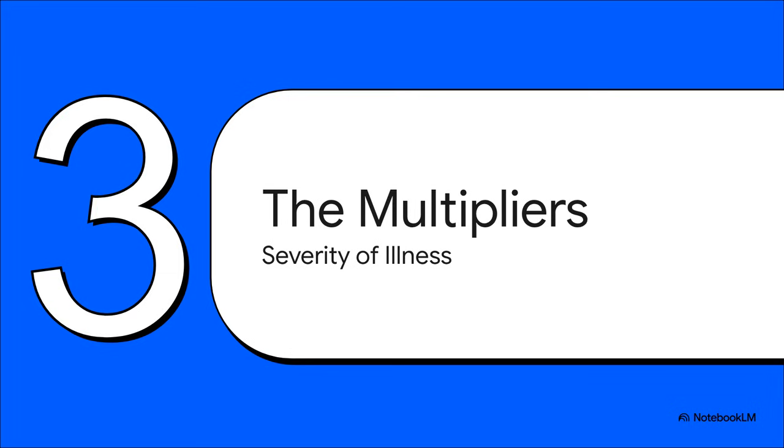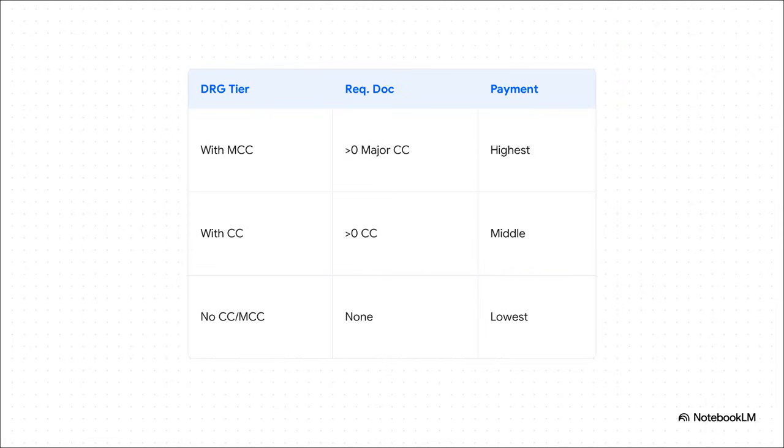Let's jump into Section 3, the multipliers, severity of illness. Within almost every base DRG, you'll find this triplet structure. It creates 3 severity tiers based entirely on secondary diagnoses. If a patient only has the base condition, they fall into the without CC/MCC tier, which is the lowest payment. If they have a complication or comorbidity, a CC, it bumps them up to the middle tier. But if the documentation captures a major complication or comorbidity, an MCC, that acts as a massive multiplier. It pushes the claim into the highest payment tier by exponentially increasing the relative weight of the DRG.